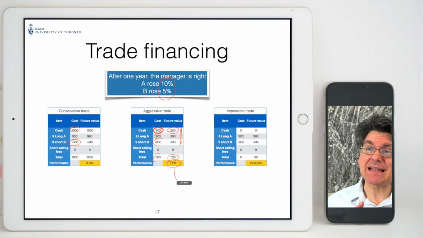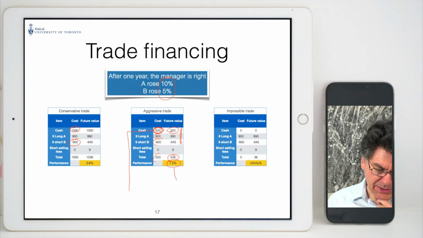If I'm buying As only and I pay cash, I can't do this. But because I'm going short, and shorting generates cash, I can do this. So my return is bigger, and my beta is still low.